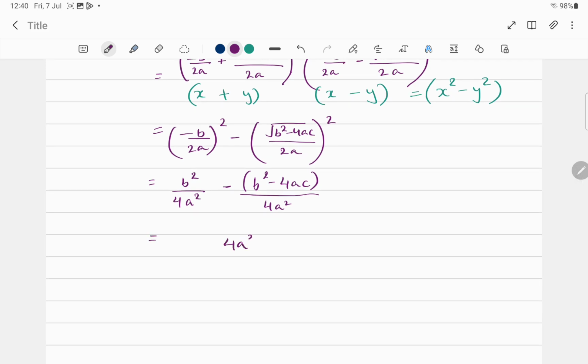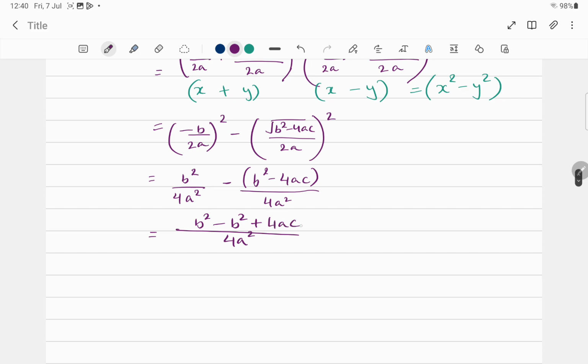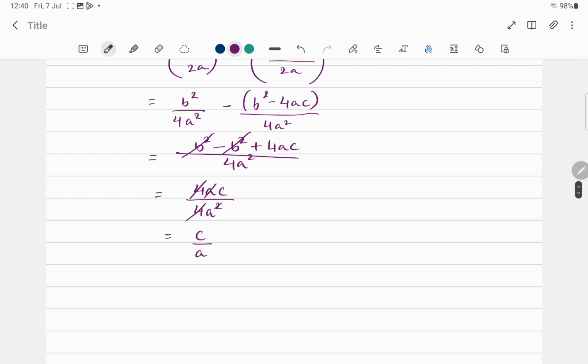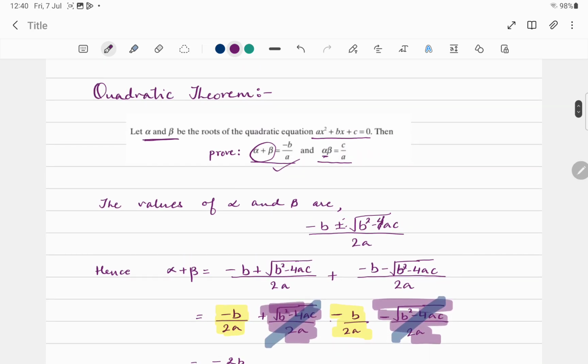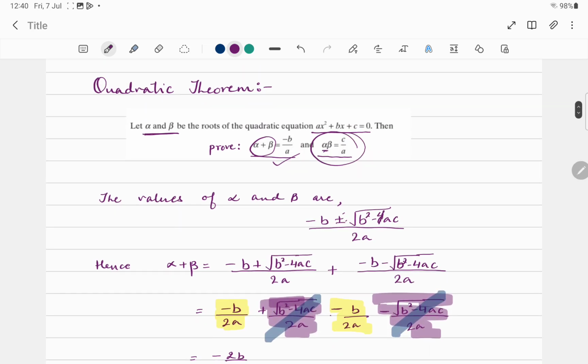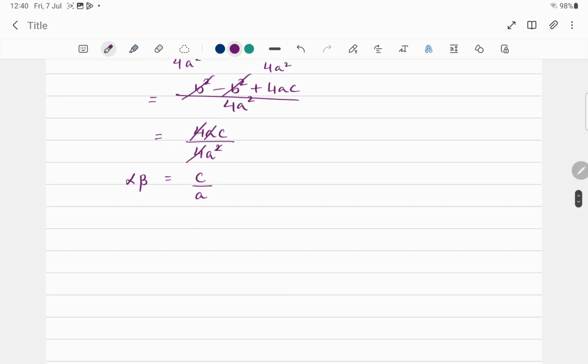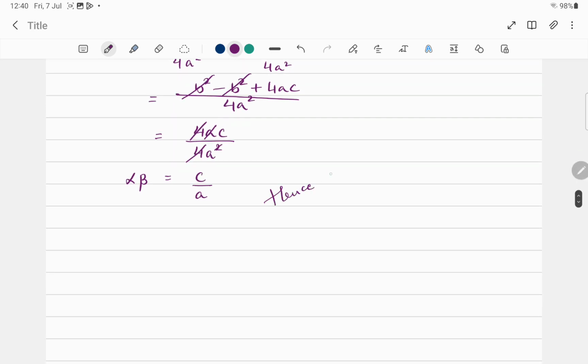Right, now we can take 4a square common in the denominator, and we will have b square minus b square plus 4ac. B square and minus b square is 0. So we have 4ac over 4a square. 4 and 4 cancel, and one a will cancel the a on the top. So we are left with c over a, and that is alpha times beta. All right, and that is what we had to prove, that alpha times beta is c over a, and that is what we have got here, right? Hence proved.